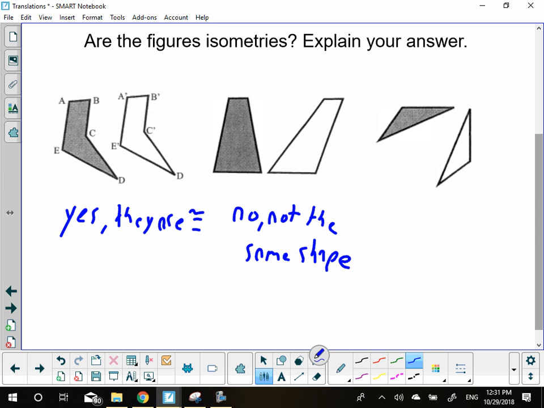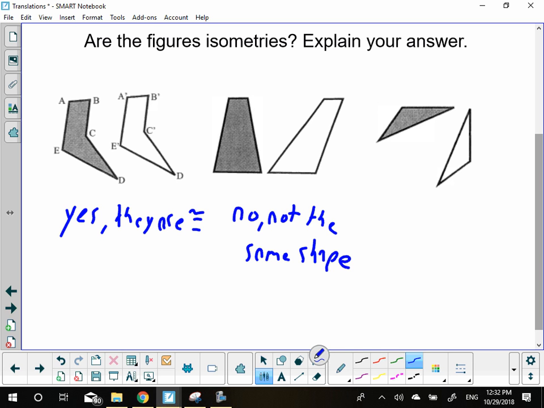The one on the far right. Is that an isometry? Is it moved or is it enlarged? Is it enlarged or is it just moved? Actually, it's the same size. Could there be two transformations? Yeah, there could be two transformations, where you reflect and then translate it. Would that still be an isometry? As long as the size and shape didn't change, yes.